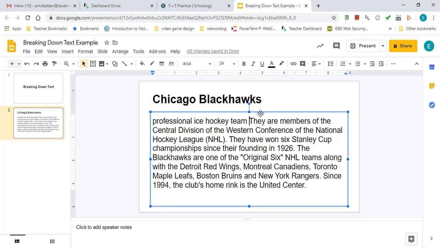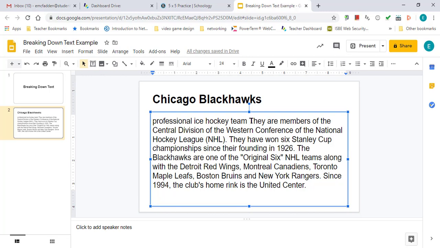They're members of the Central Division of the Western Conference of the National Hockey League. While some might think that all of that is important, what you want to remember is that a slide should kind of be like an outline that just guides your audience, and the presenter is filling in a lot of the details. We don't need to provide every single little detail to the audience on the slide. So let's do this for right now. They are members of the Central Division of the Western Conference.